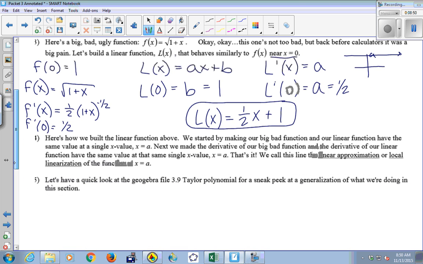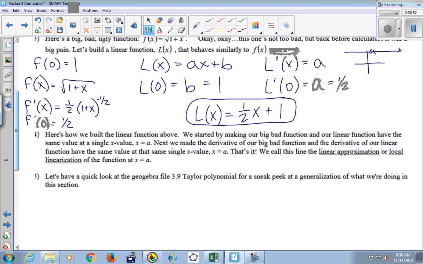So to summarize, this is how we built the function. We started by making our big bad function, and our linear function had to have the same value at a single x value, x equals a. And then we had to make the derivative of our big bad function and the derivative of our line have the same value at that same single x value, x equals a. And that's it. We call this a linear approximation or a local linearization of the function at x equals a.